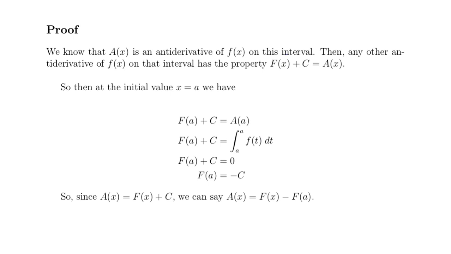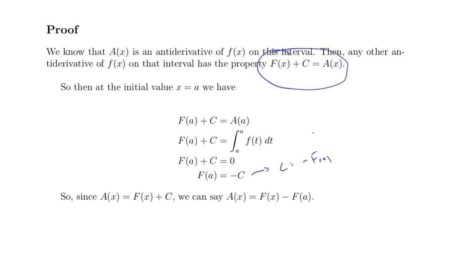Now what we can do is take this and just go ahead and plug in negative F of A here for c, because c is equal to negative F of A. That means that for each of our antiderivatives in that family of antiderivatives, we can link it back to this area function, one specific antiderivative, by subtracting the initial value F of A.